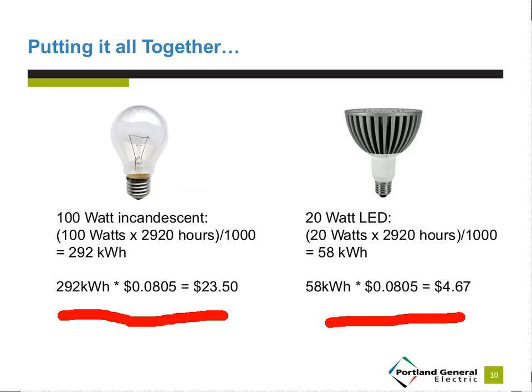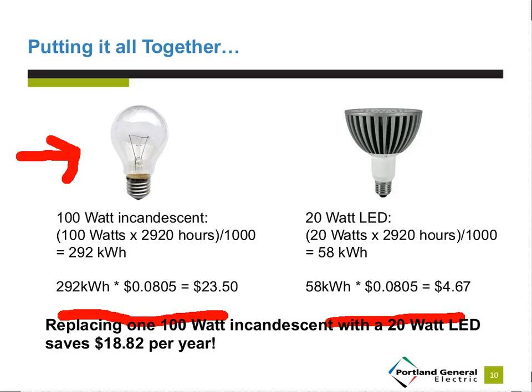But think about how many of these lights you have in your facility if you have those. And this, trust me, this adds up over a year. You know, times 20, times 30, times 40. It really can make a huge impact with energy savings. Replacing one 100-watt incandescent, you can save almost $20 per year. It's a good deal.